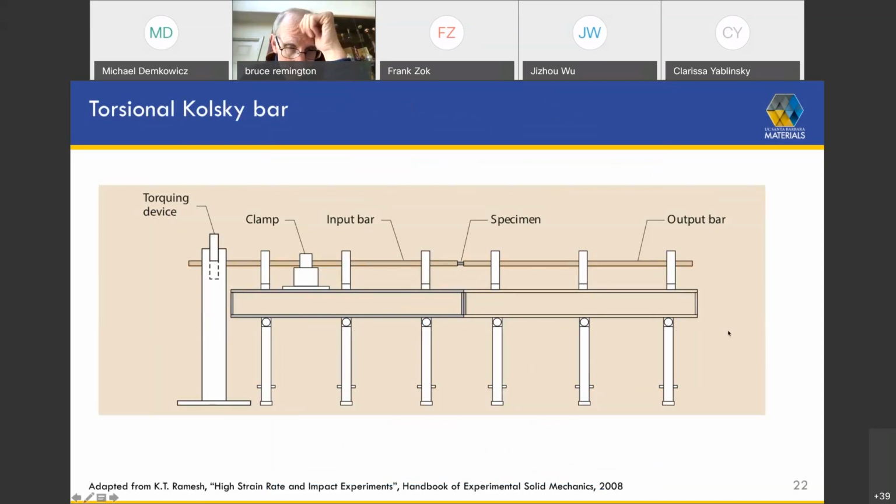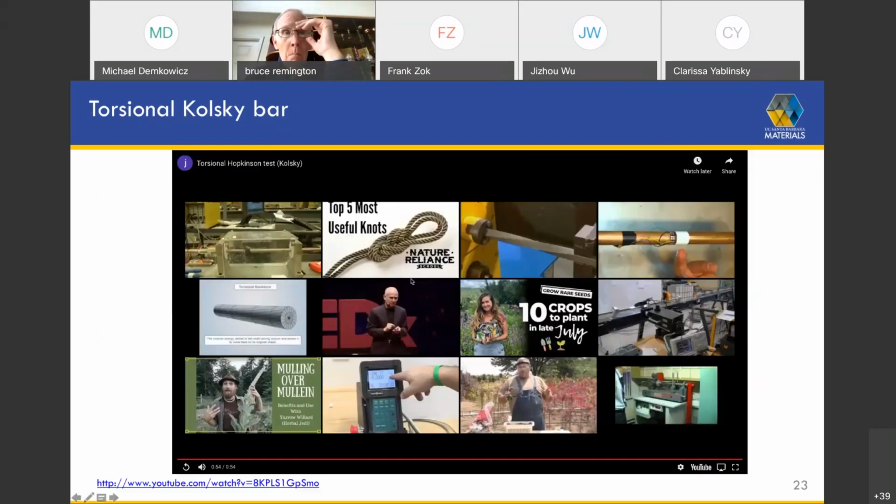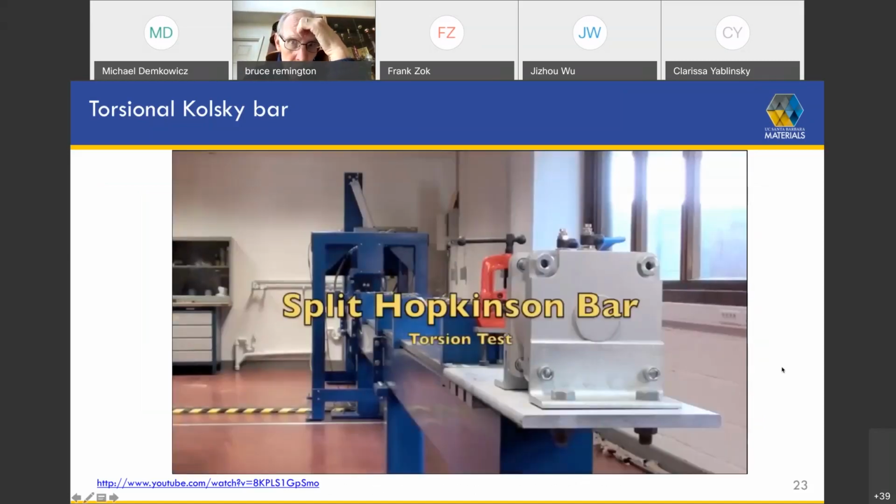We can also do this in torsion. I've got a video showing this, which I don't know if we'll play. It uses a torquing device to, we might have success here. Okay.